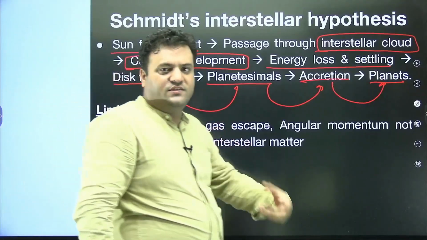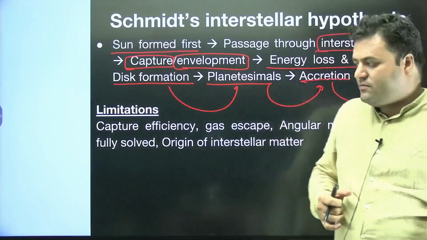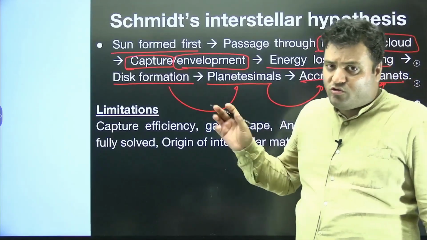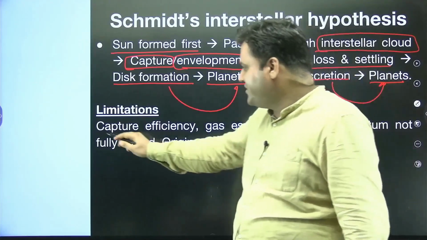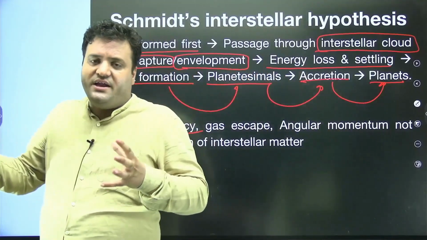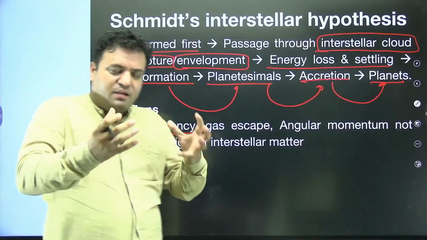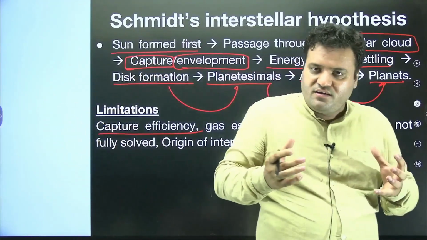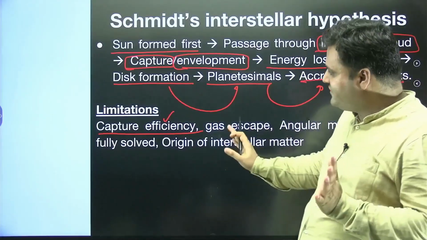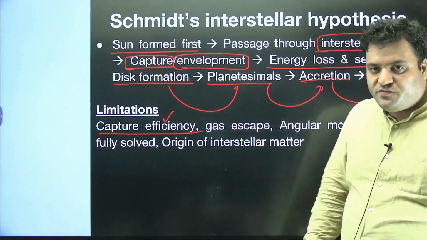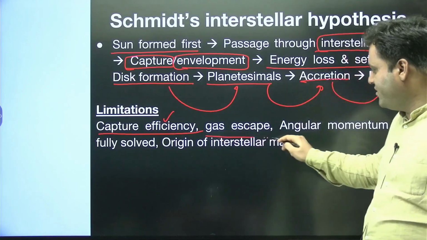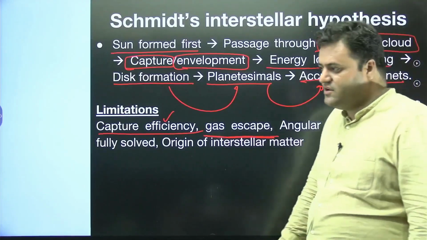Though this theory is credible, and it's backed by some modern day scientific observations as well, it also has some limitations. First, the capture efficiency: when the sun was encountering the interstellar material, how it captured the interstellar dust or gas, that efficiency was not that credibly justified. Gas escape is another limitation, like in the previous theories as well.